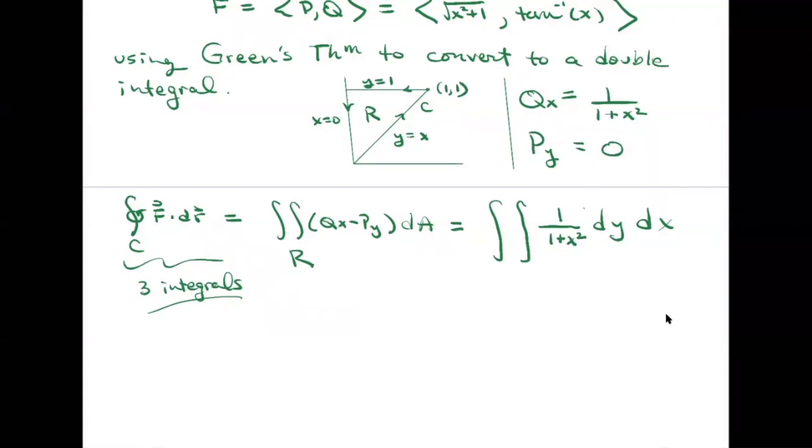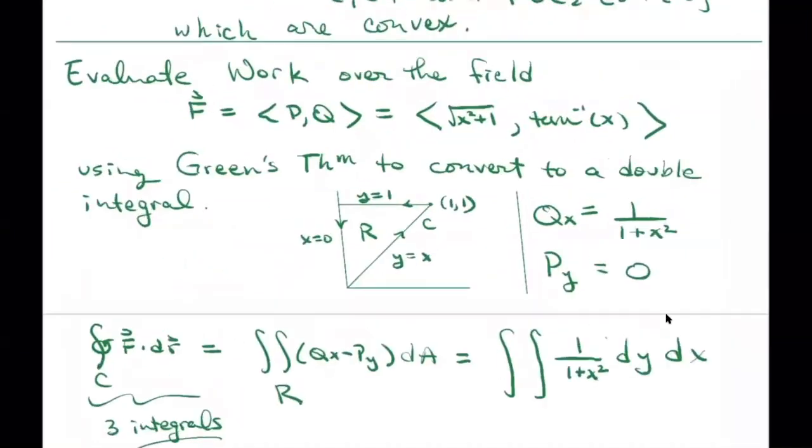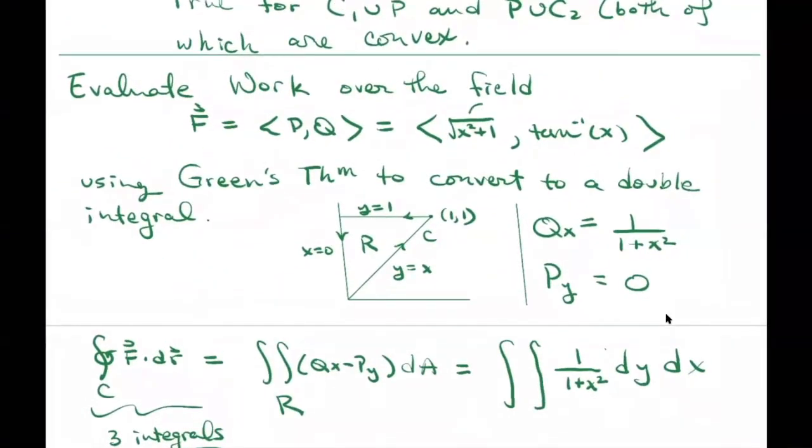No, these P and Q are independent of each other. This first component is P, and the second component is Q. And when we say Qx, we just mean the derivative of Q with respect to x. That's all. And Py is the derivative of the first one with respect to y, but it has no y, so that derivative is 0.